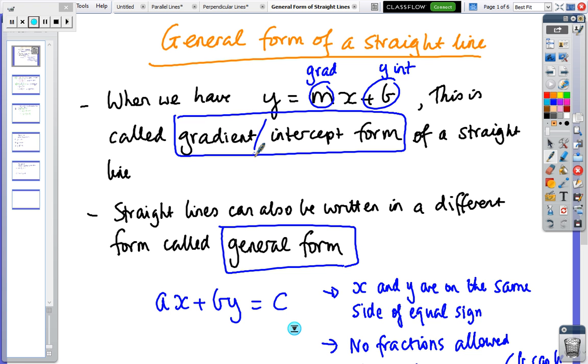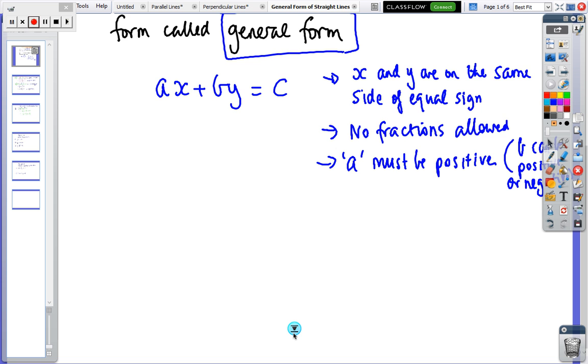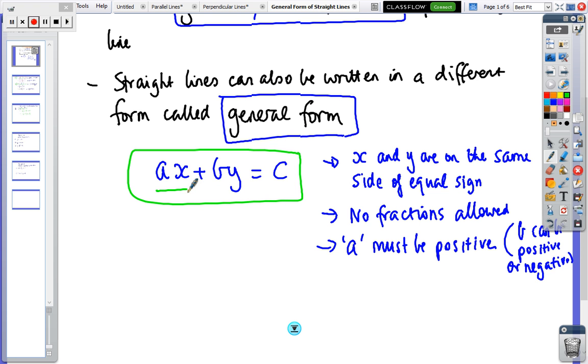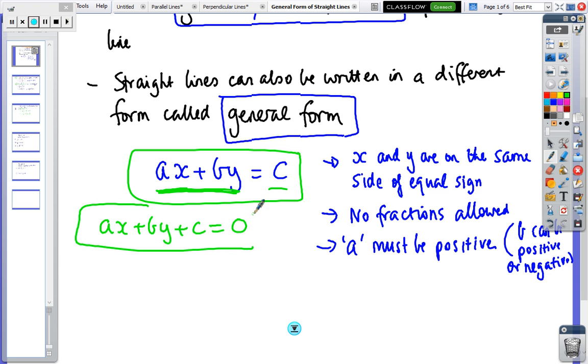But we have another form of a straight line which is called general form, and basically, it jumps up a bit. So you have the x's and the y's on the one side equals a number. In some textbooks they might have ax plus by plus c equals 0, and that's also general form, but hopefully the ones we'll be doing will have ax plus by equals c. The only thing is x and y have to be on the same side of the equal sign.